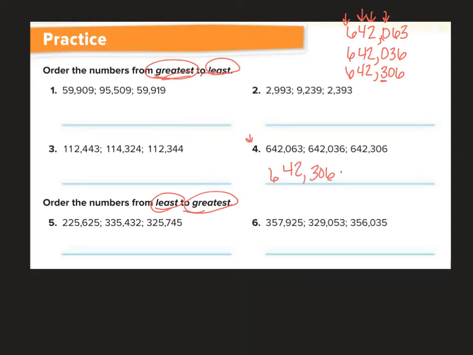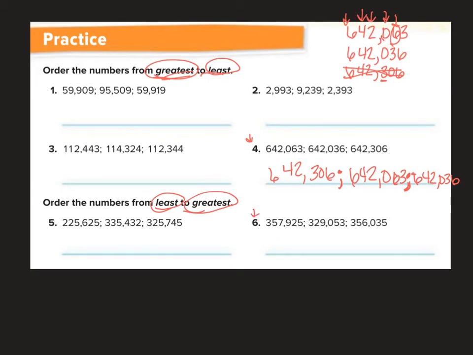642,306. Semicolon to say, hey, we're showing you a different number. Okay, let's look at the next. Let's cross that off so we know we did that. Okay, our next greatest number is the 6. So 642,063. And lastly, I hope I can fit it, 642,036. Semicolon. Oh, sorry, my handwriting is so terrible. All right, I'll try to do better. Next one.